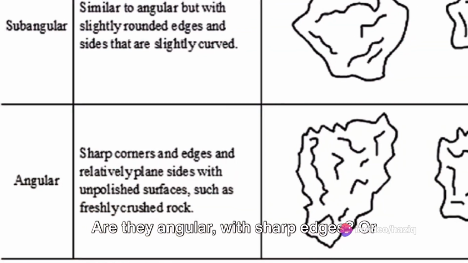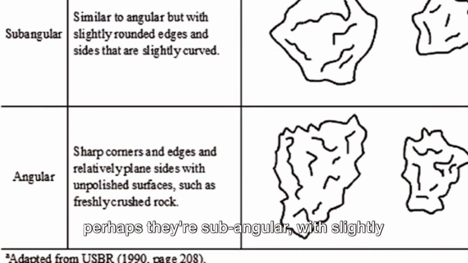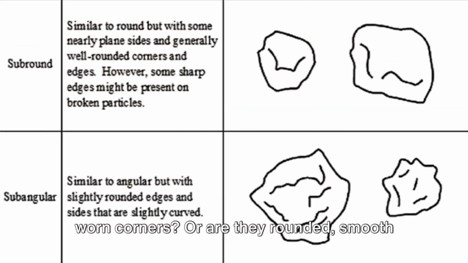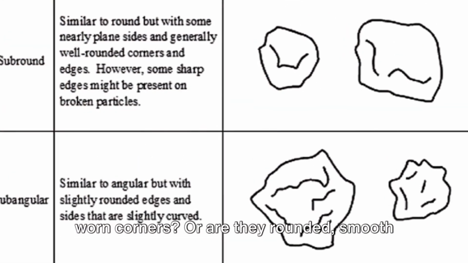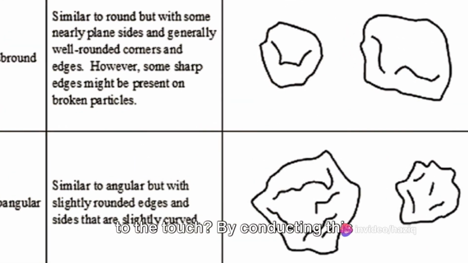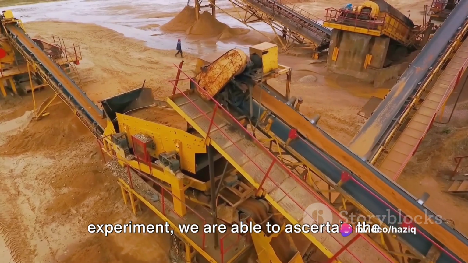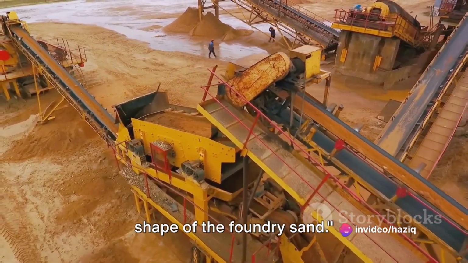Are they angular with sharp edges? Or perhaps they're subangular with slightly worn corners? Or are they rounded, smooth to the touch? By conducting this experiment, we are able to ascertain the shape of the foundry sand.